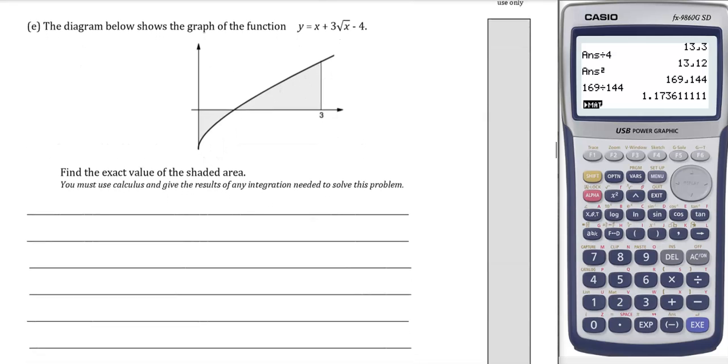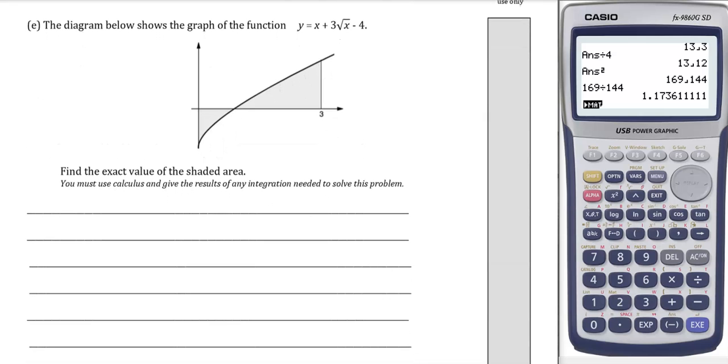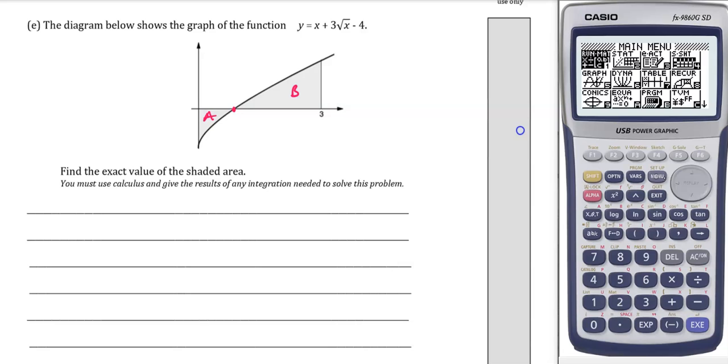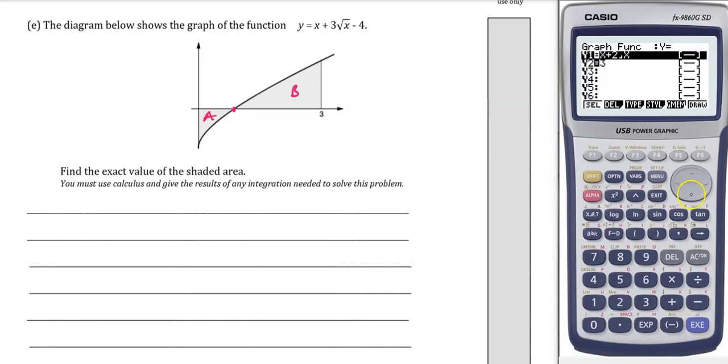Okay, the excellence question on part 2. Okay, so we've got this function, find the exact value of the shaded area. So we need to do these two areas separately, so area A and area B. Okay. First, we need to know where it crosses the axis. Probably easiest, I mean, you could set that equation equal to 0, but we could also just use our graphics calculator.